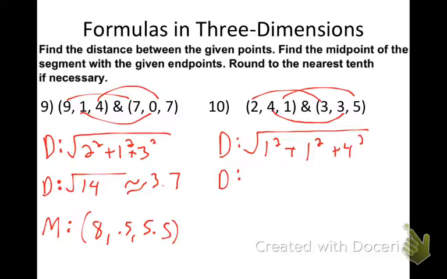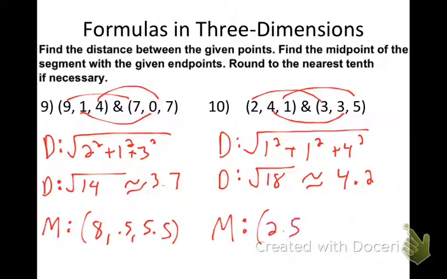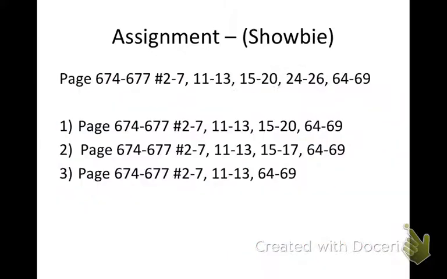1 squared plus 1 squared plus 4 squared gets me the square root of? Square root of 18 is approximately? 4 point what? So 4.2. So we're on the nearest tenth. A midpoint. Where's the midpoint going to be at, Tom? You got to add them and divide by 2. So my midpoint's actually at what, Trevor? 2.5, 3.5, 3. Nice job. So there's the distance to midpoint. Again, very similar to the 2 dimensions distance midpoint. Here's your assignment.